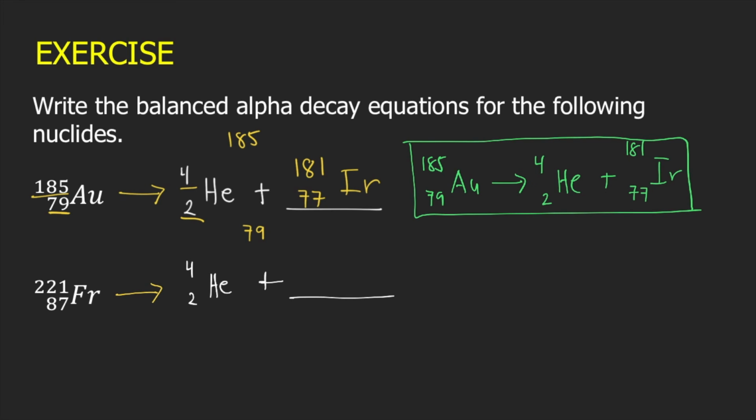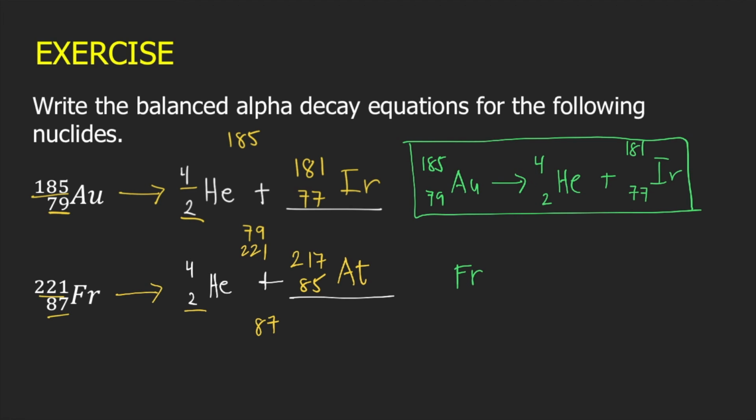So we need to use the rules in balancing. On the left side, it's 87. On the right side, 2 plus blank. So that's 85, because 85 plus 2 is 87. So what is the 85th element in the periodic table? That's astatine, At. For the mass number, on the left side, we have 221. On the right side, we have 4 plus blank. It should be 217, because 217 plus 4 is 221.